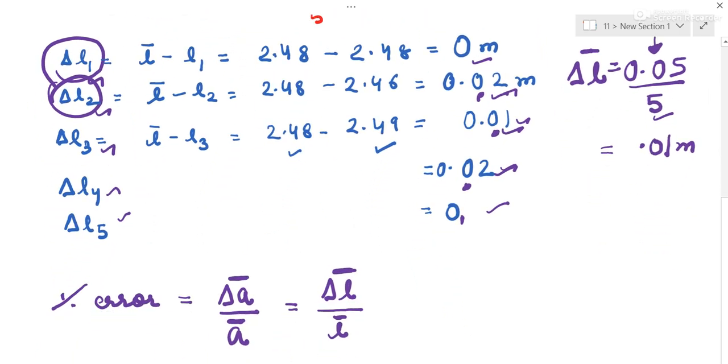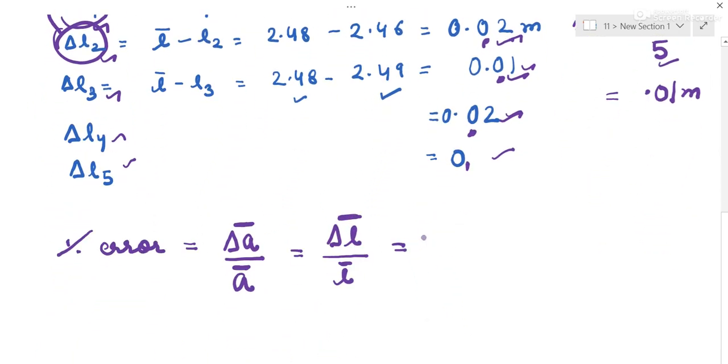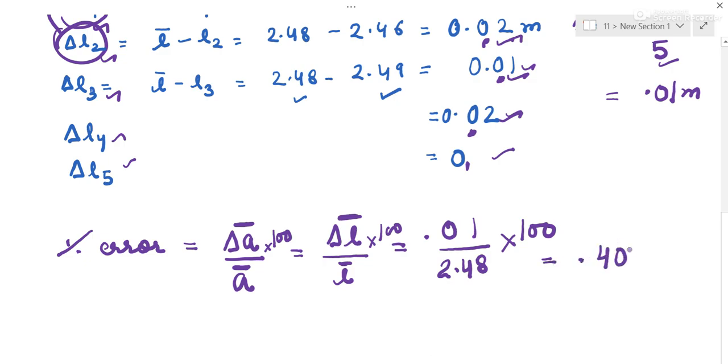So we have this value, we can substitute here 0.01 divided by 2.48, the mean value, into 100. Percentage error is always into 100, so it would come as 0.40%. You can divide and check. Approximate value you can take. So getting to the next.